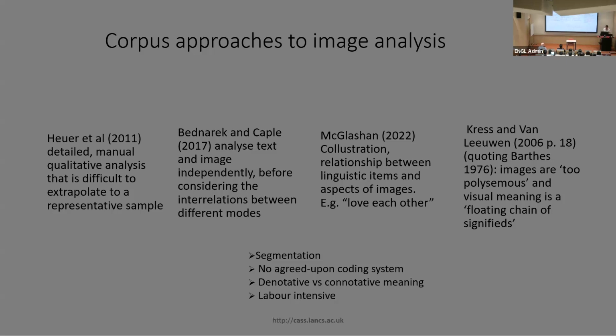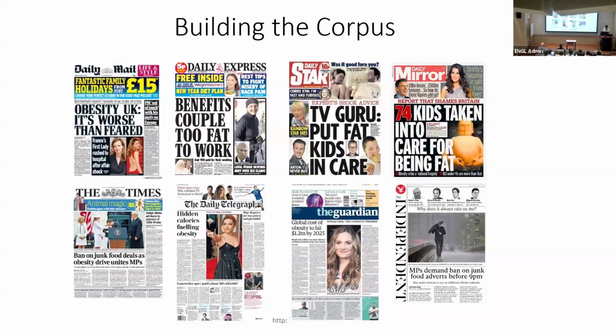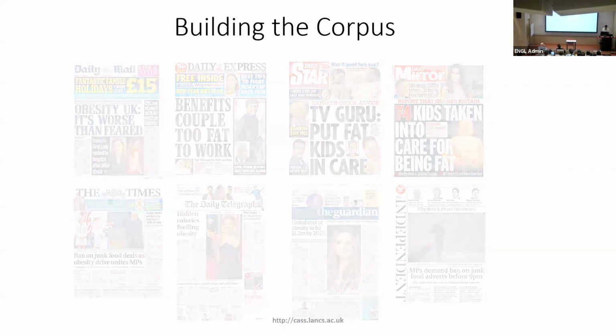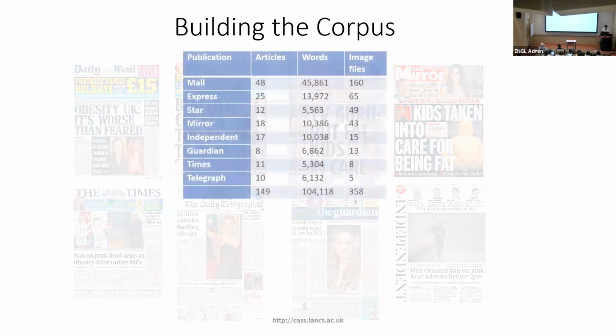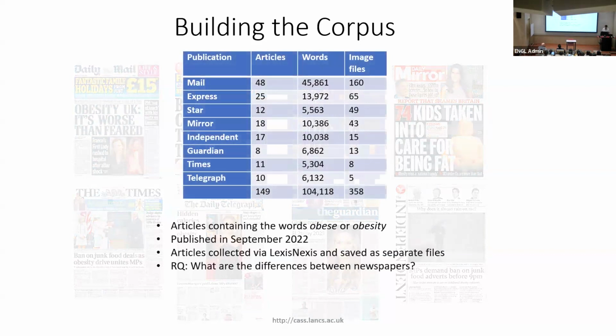So to describe the corpus, it consists of articles about the topic of obesity, which were collected from an online database called LexisNexis. And the articles had to contain either the words obese or obesity. They were all taken from a single month in September 2022. And I looked at 8 different British newspapers, which are just listed here. And I've got the number of articles, number of words per newspaper, and number of images I collected as well.